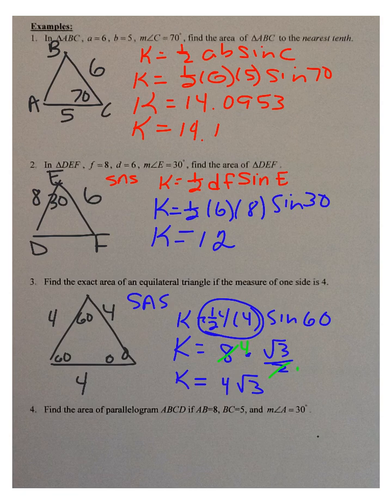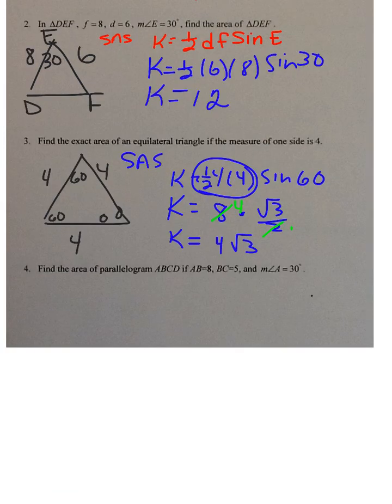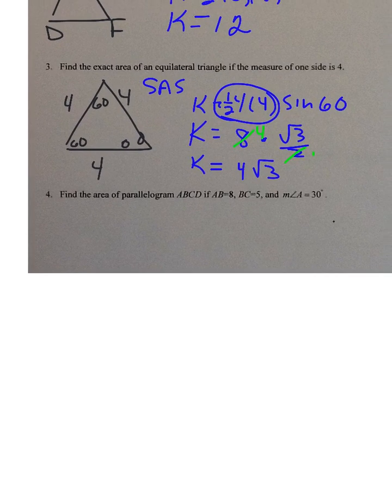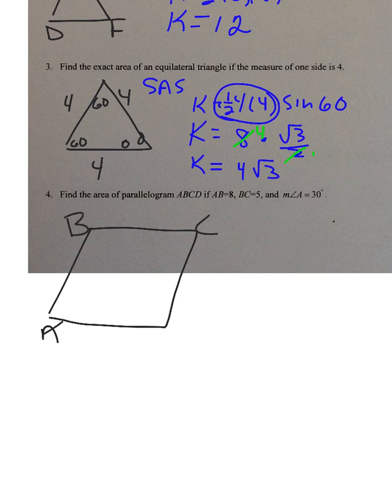Okay, last one. Let's take a look at number 4. Number 4 says find the area of a parallelogram ABCD, and then they give us some information. So let's draw a picture of a parallelogram. So I have parallelogram ABCD. AB is 8, BC is 5, angle A is 30.